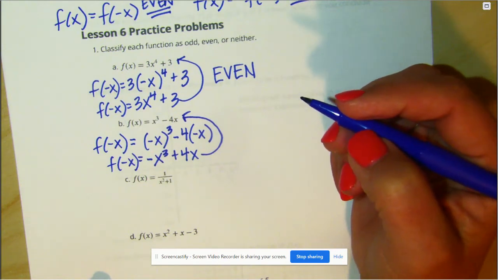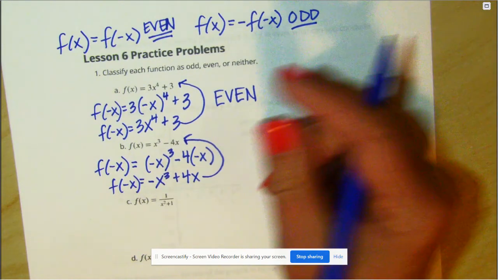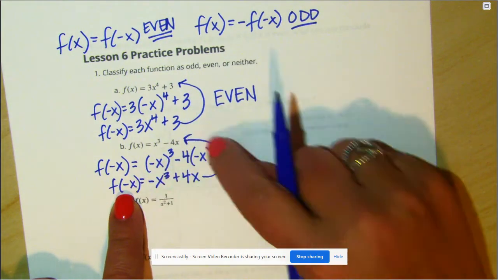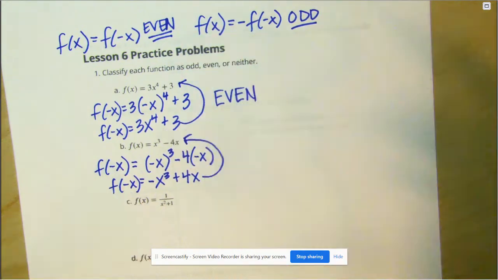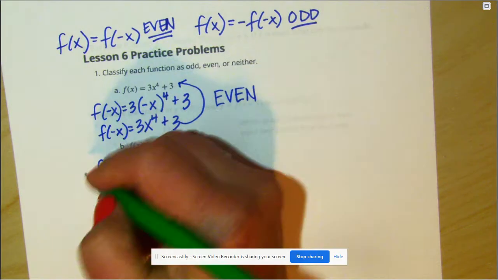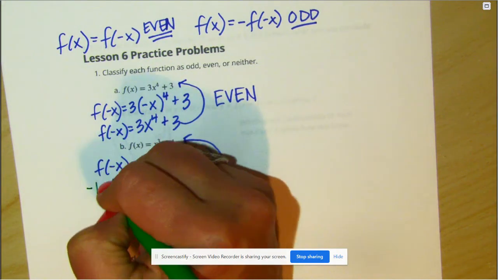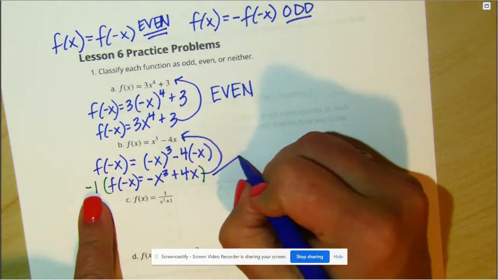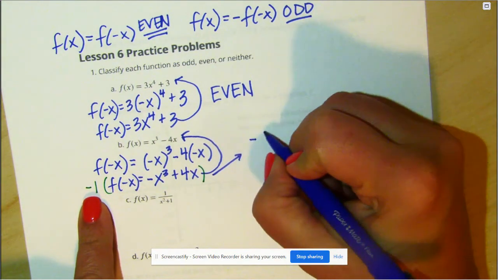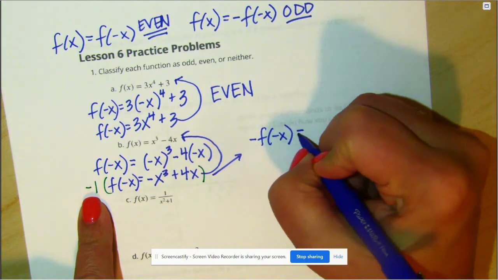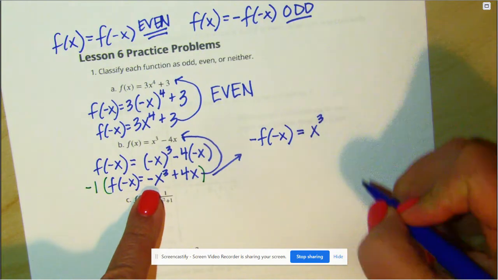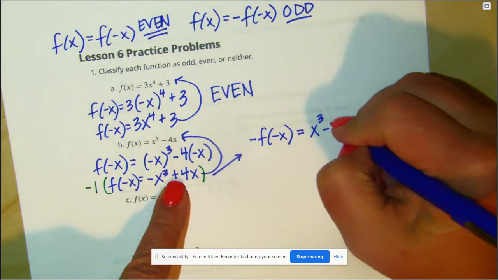Now I'm just going to keep going. To check if it's odd, it says that the negative of this would be equal to f of x. So let me use a different color here. I'm going to just keep going right on top of this problem. I'm going to multiply this by negative 1, everything by negative 1. So that would be, running out of room here, negative f of negative x equals, that would become positive x to the third, and that would become negative 4x.